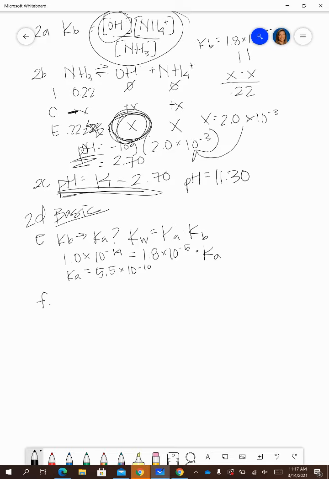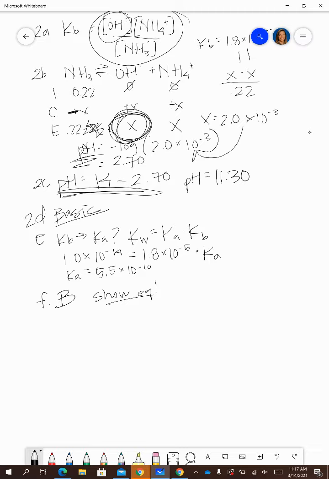F, you should have picked B. Why should you have picked B? Because it doesn't have to be a perfect model. And I know some people picked A because, oh, KB is so small. But if you're using a model, you should have picked either B or C to show equilibrium, to show that there's both reactant and product.